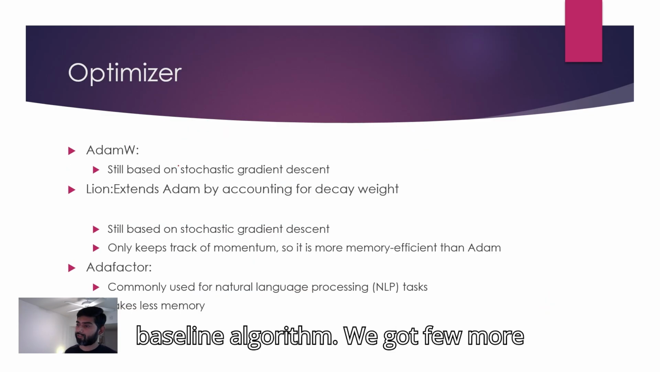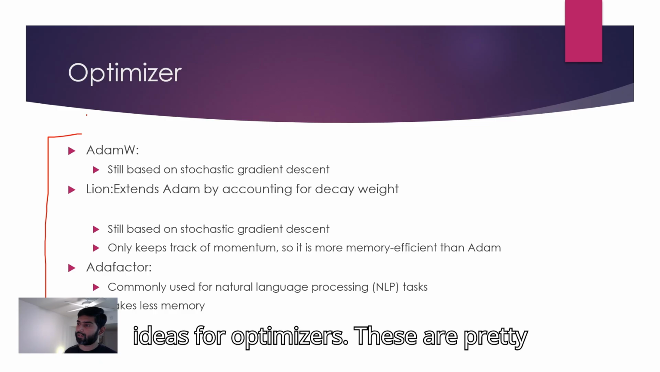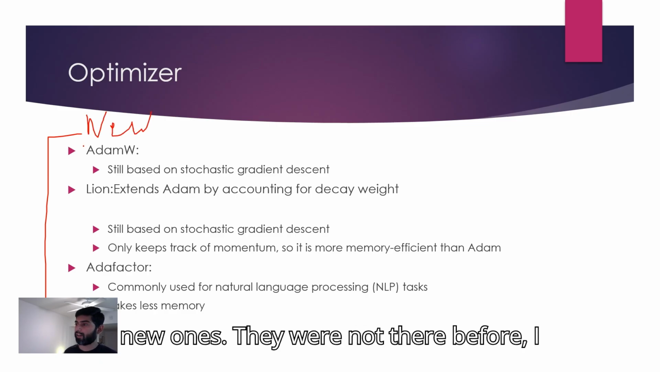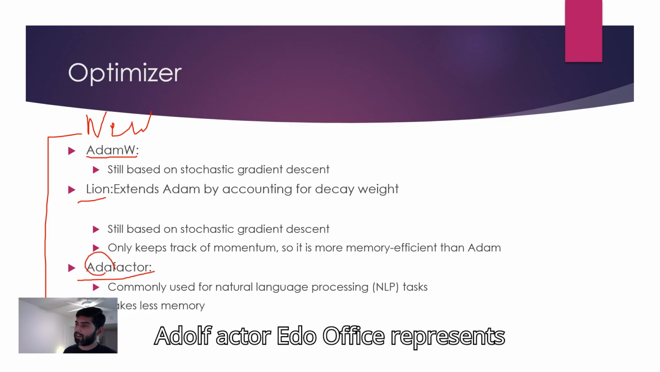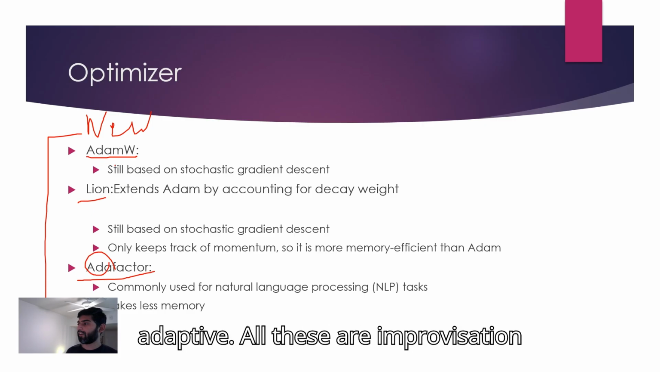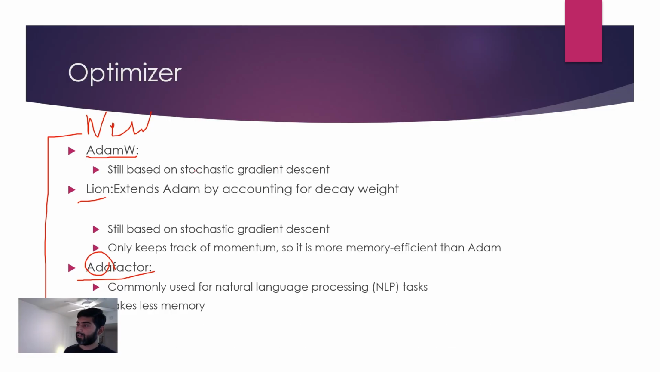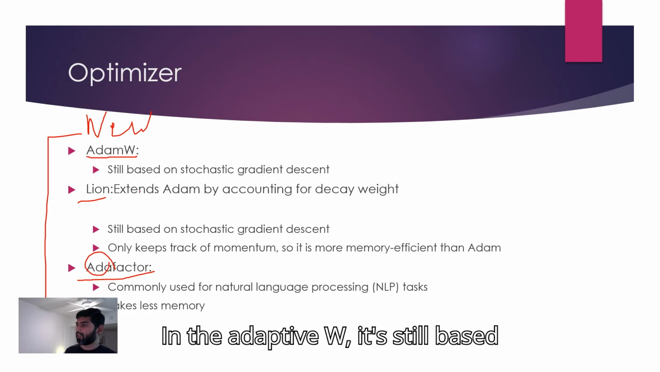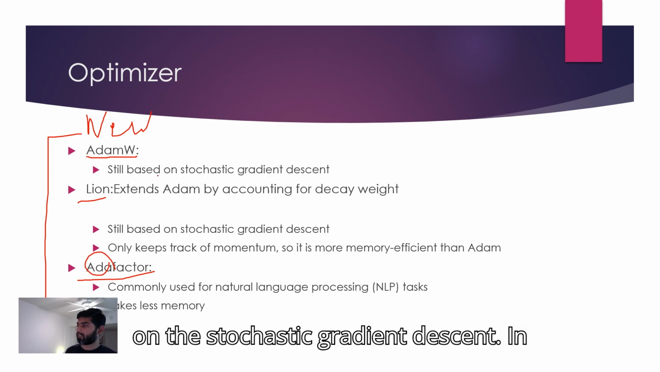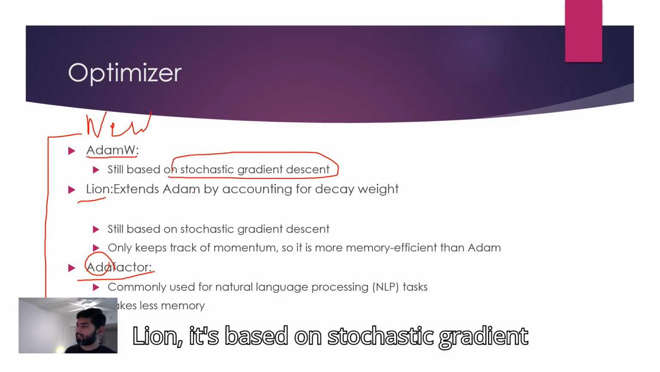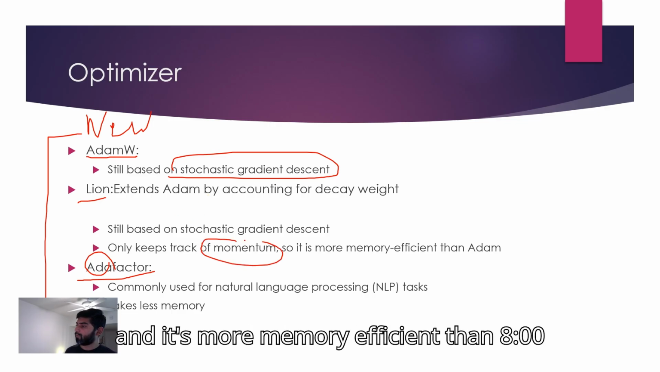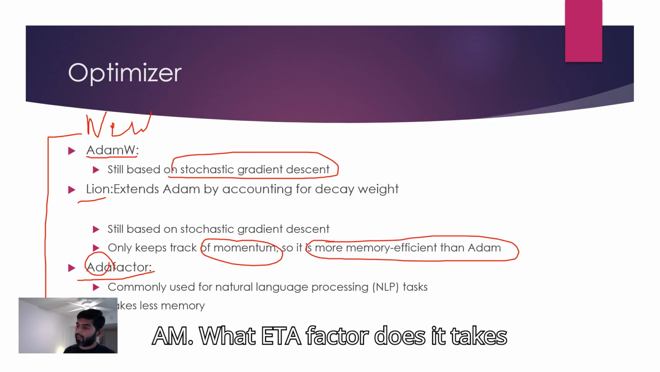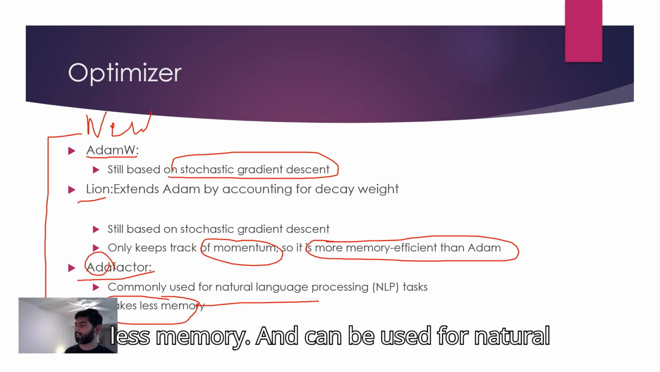We have a few more ideas for optimizers. These are pretty new ones. They were not there before, I would say 10 years back: AdamW, Lion, Adafactor. Ada always represents adaptive. All these are improvisations over gradient descent. AdamW is still based on stochastic gradient descent. Lion is also based on stochastic gradient descent, but it also tracks the momentum, and it's more memory efficient than Adam. What Adafactor does is it takes less memory and can be used for natural language processing.